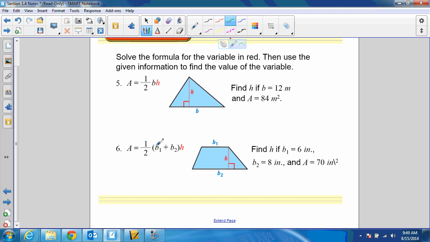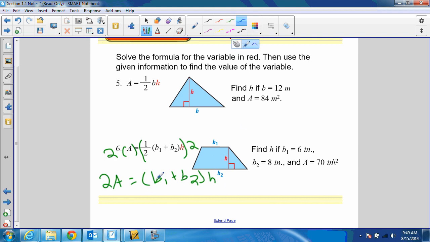Well, first, there's two things you could do. Either divide by b1 plus b2. Actually, no, you can't do that first. The first thing you've got to do is get rid of the 1/2. To do that, we multiply by the reciprocal, which is 2. So multiply both sides by 2. So we get 2 times the area equals b1 plus b2 times h. Actually, you could have done the other one first.